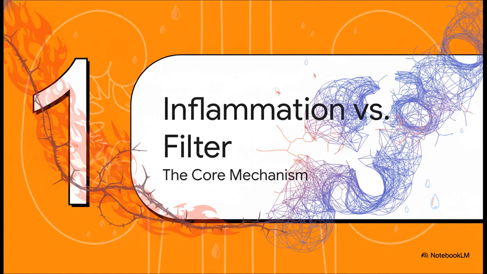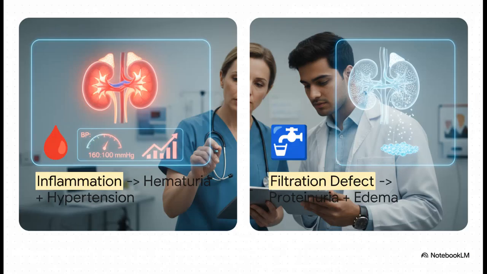Part 1. Inflammation versus filtration defect. Before we get into the weeds of blood tests and urine samples, we really need to establish the foundational rule that separates these two presentations. So here's your golden rule, clearly contrasted.